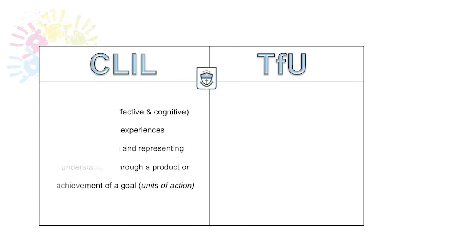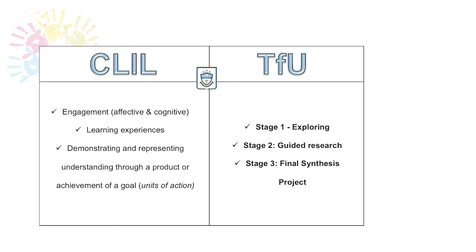Now it's time for us to see how Teaching for Understanding and CLIL can be talking about the same ideas but using different words. In Teaching for Understanding, they propose 3 different stages that we can follow to plan our activities. The first one of them is exploring, in which students get to embrace the world with their own hands all by themselves. This is very similar to what we call engagement in CLIL and actually in English teaching.